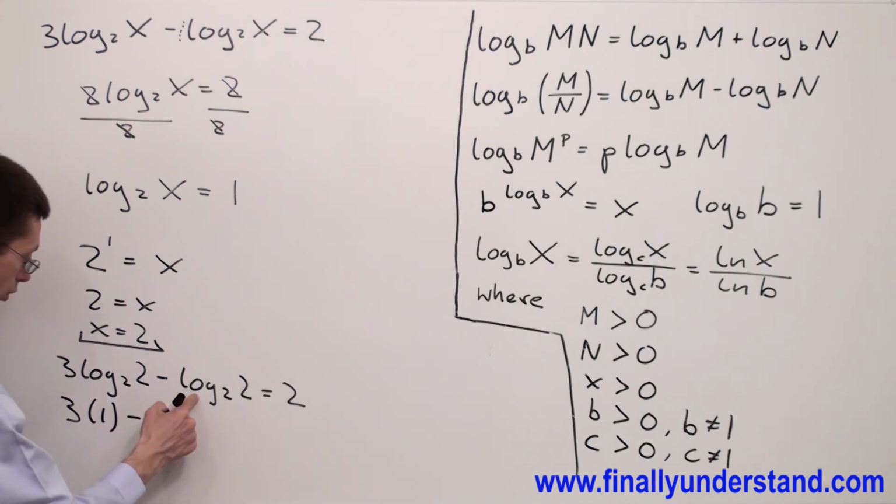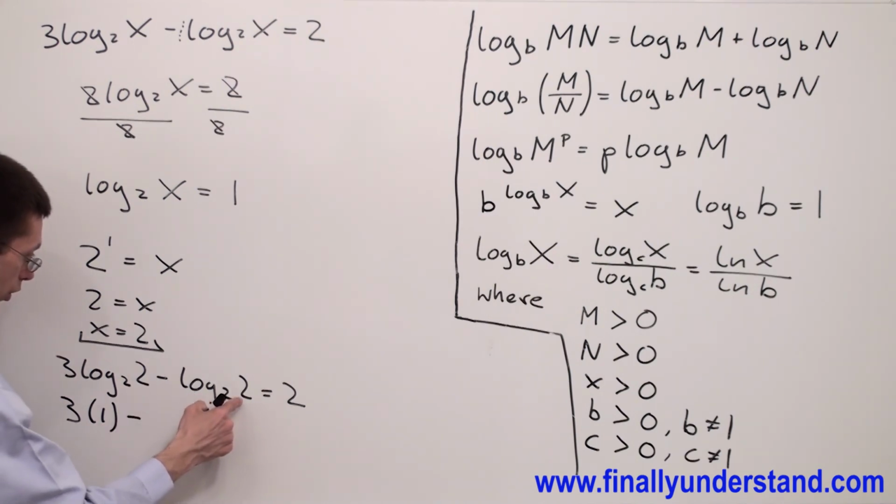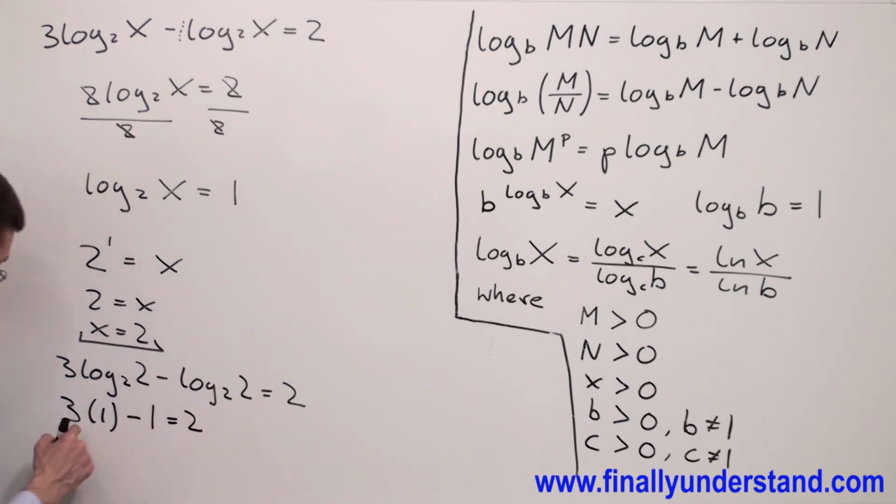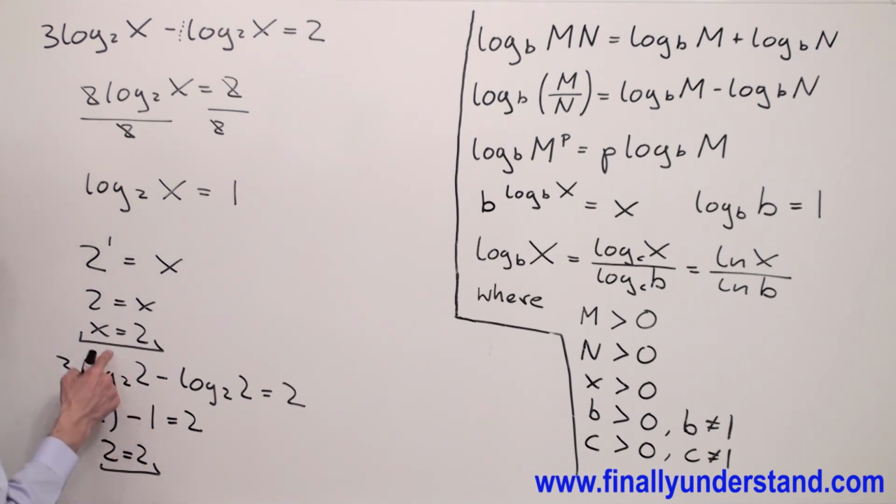Minus log base 2 of 2. Again, the base is equal to the domain. This logarithm is equal to 1. Equals 2. 3 times 1 is 3. Minus 1 is 2. 2 is equal to 2. The left side of the equation is equal to the right side of the equation. That's why this is the correct answer to my problem.